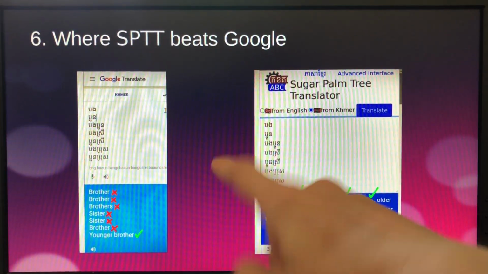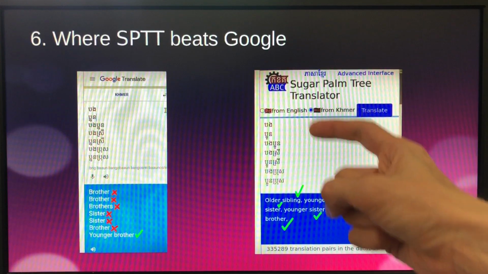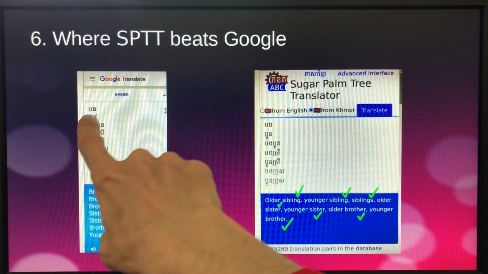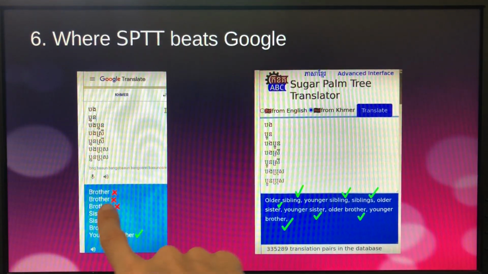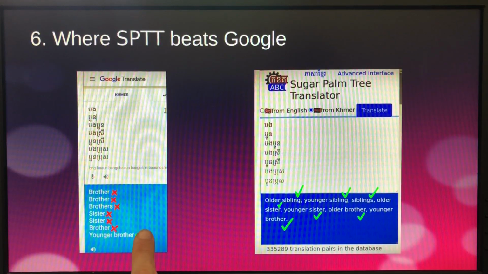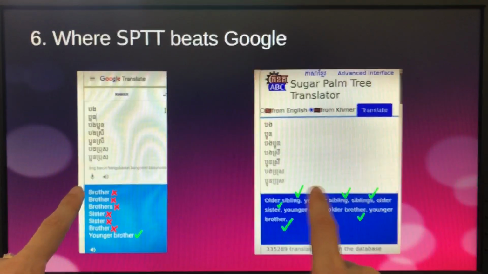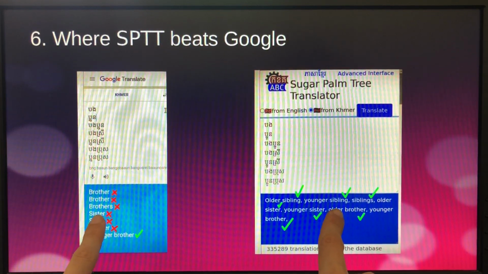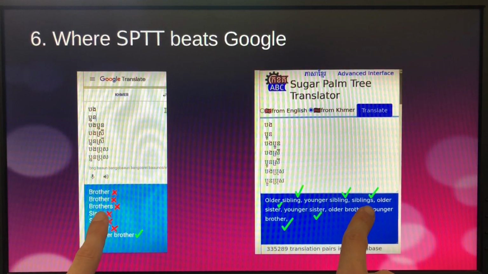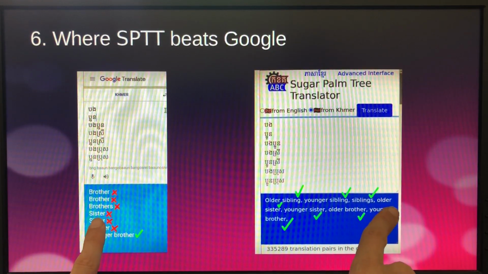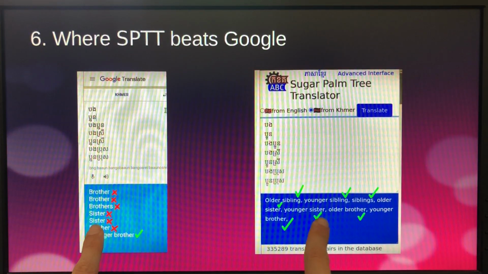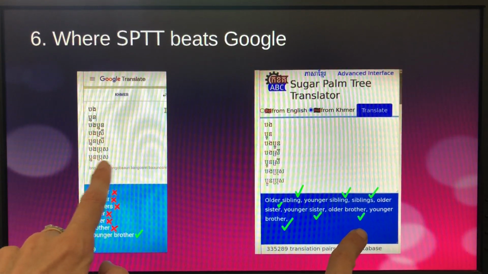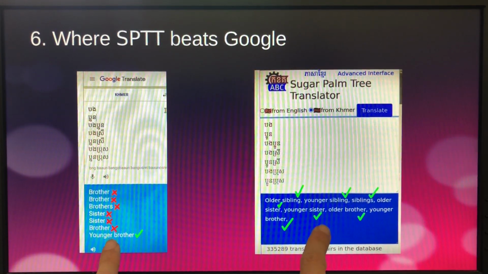Here I put the same text into Google and SPTT. It deals with the simplest, most frequent words like bong and oun, and Google fails in 7 out of 8 cases. Bong is not brother, it is older sibling. Oun is not brother, that is younger sibling. Bong oun are not brothers, they are siblings. Bong srey is not a sister, it's an older sister. Oun srey is not a sister, it's a younger sister. Bong pro is not a brother, it's an older brother. And oun pro, Google succeeded, younger brother.